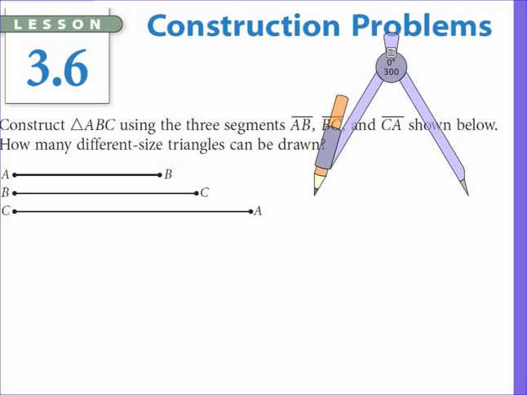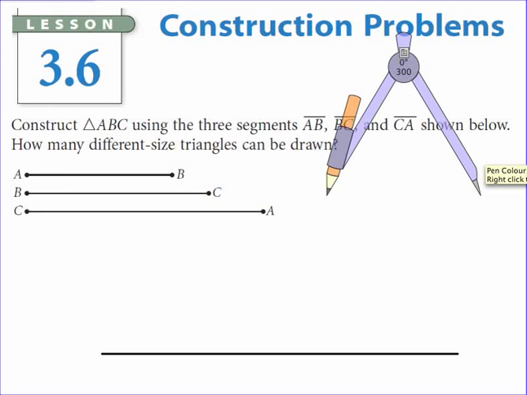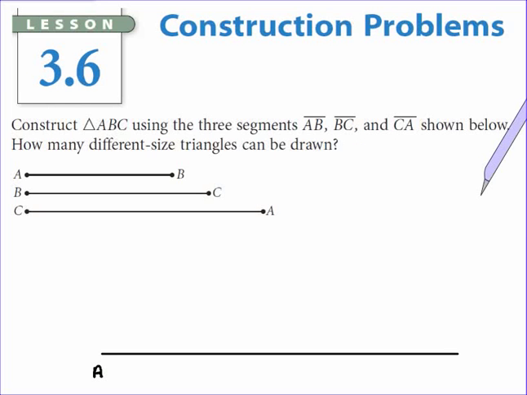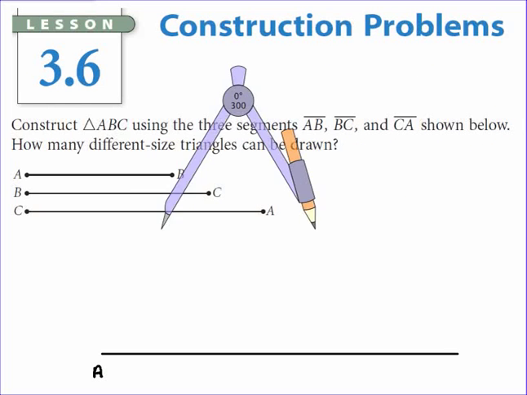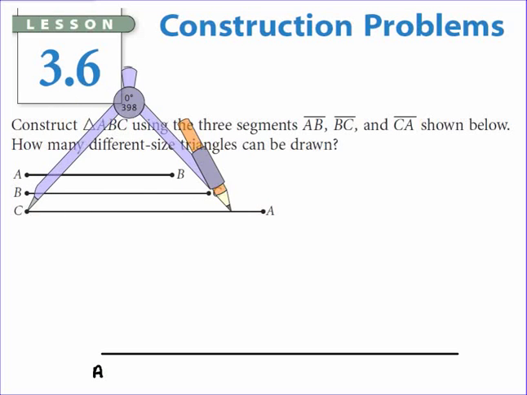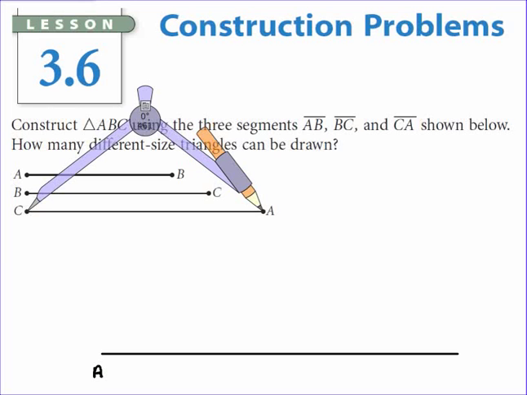Draw a really long segment. Now, this is what you're going to do. I'm going to start with point A. I'm supposed to construct triangle ABC, so I'm going to pick the longest of the three segments. That's the very first step. The longest of the three segments will be segment CA. What I'm going to do here is duplicate that segment. So remember to duplicate that segment.